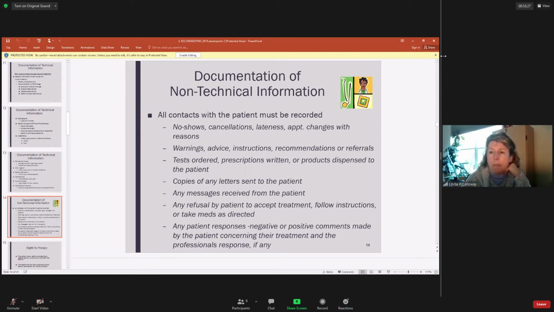It's not real common, thankfully, because it's very helpful for the dentist and the hygienist to provide well-rounded quality care and not have a caries go undetected that can't be seen, but it happens. Also documented are any patient responses, negative or positive, made by the patient concerning their treatment, and the professional response, if any.